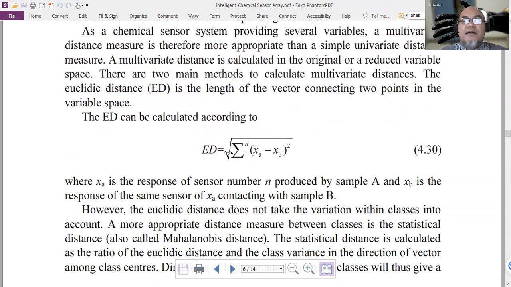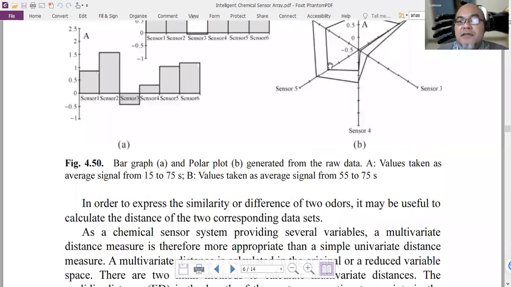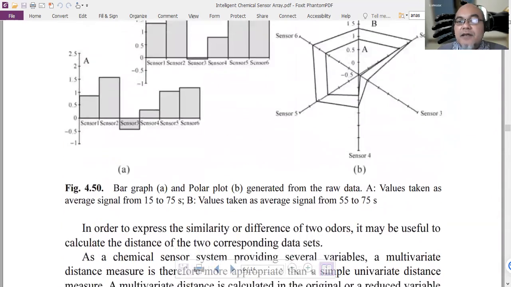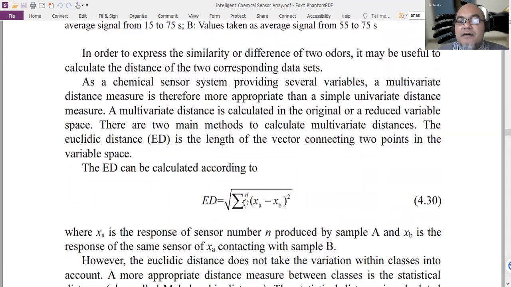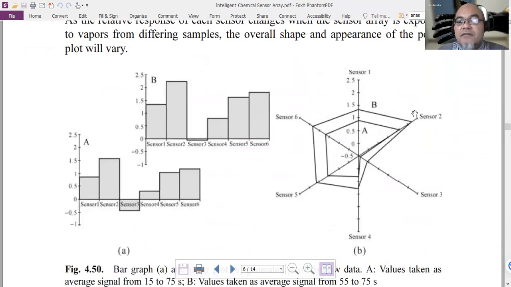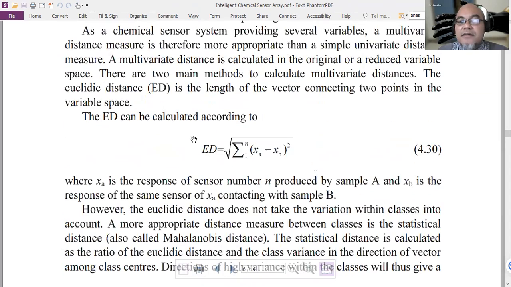So ED equals the square root of the sum from 1 to n of (XA minus XB) squared. XA is the response of sensor number n produced by sample A. XB is the response of sensor number n with sample B. Basically, the distance between this response and this response is squared, and then summed over all 1, 2, 3, 4, 5, 6. Then you take the square root of it. This is the Euclidean distance.